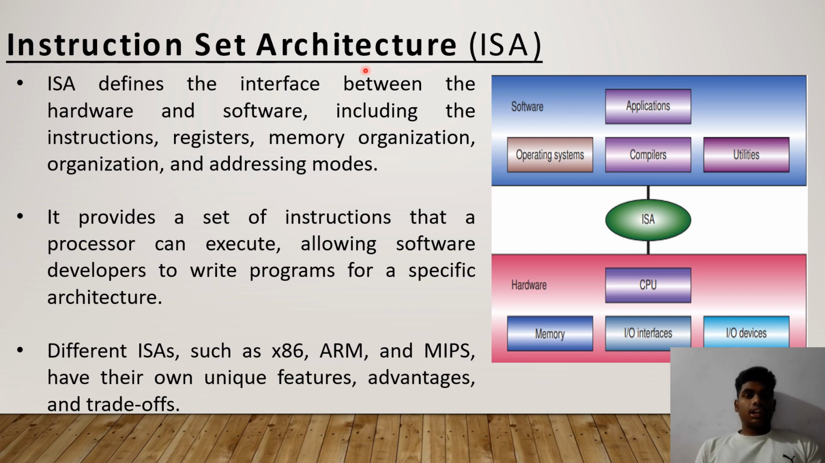Instruction set architecture (ISA). ISA defines the interface between the hardware and software, including the instructions, registers, memory organization, and addressing modes. It provides a set of instructions that a processor can execute, allowing the software developer to write programs for a specific architecture. Different ISAs such as x86, ARM, and MIPS have their own unique features, advantages, and trade-offs.